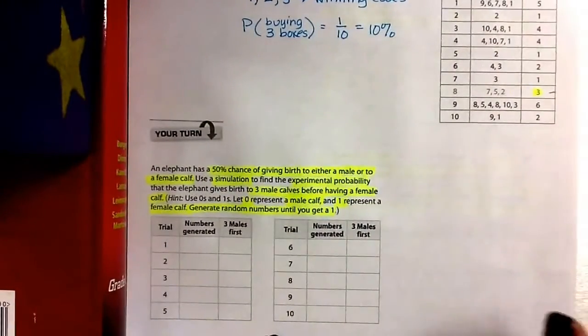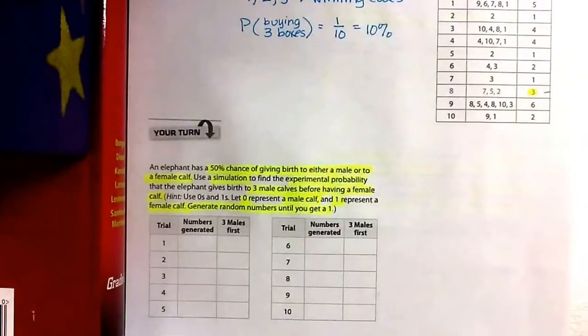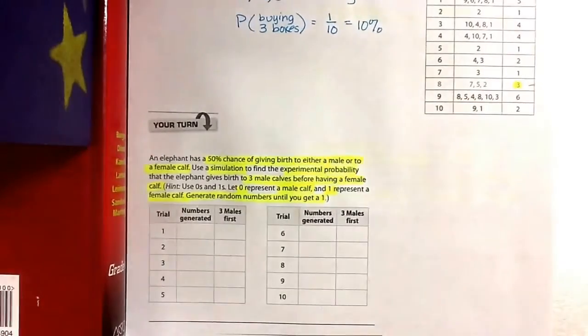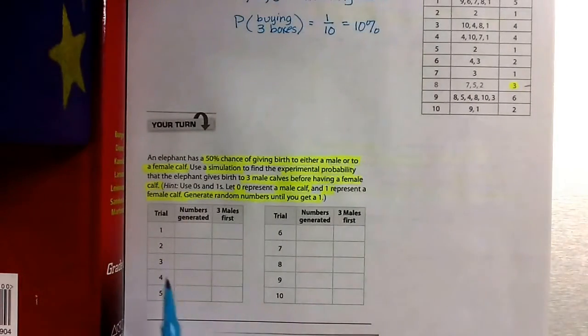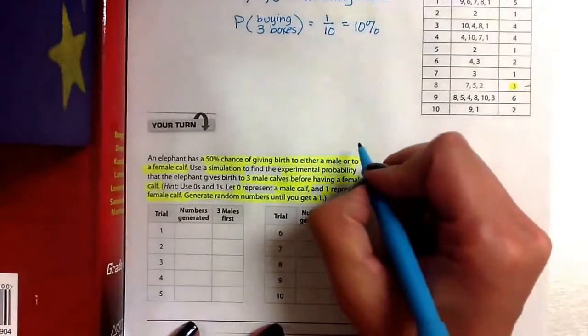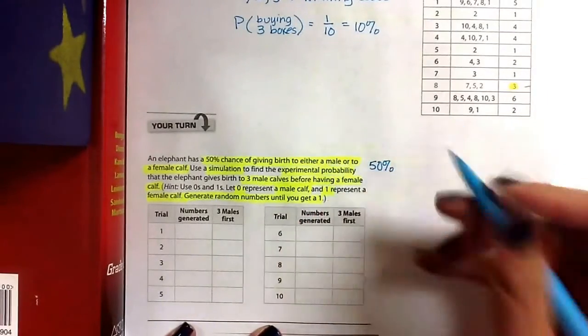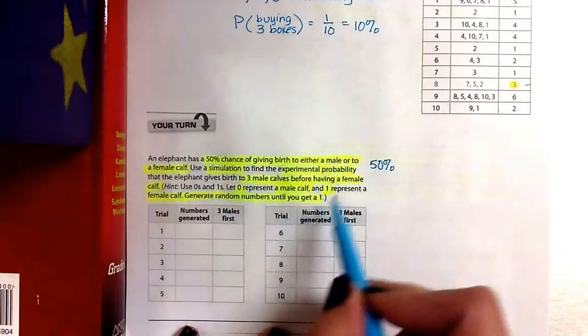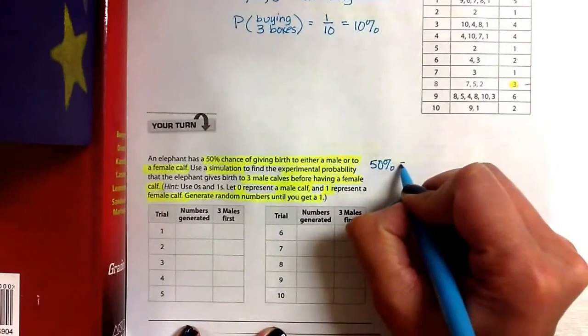So now in the your turn, you're going to need a random number generator. And you are going to, let me read this for you so you'll understand what you're doing. Okay, an elephant has a 50% chance of giving birth to either a male or to a female calf. Use a simulation to find the experimental probability that the elephant gives birth to 3 male calves before having a female calf. Because it's 50%, okay, and remember when you choose your model, it has to be specifically for this circumstance, and 50% you know is, well, 50 out of 100.